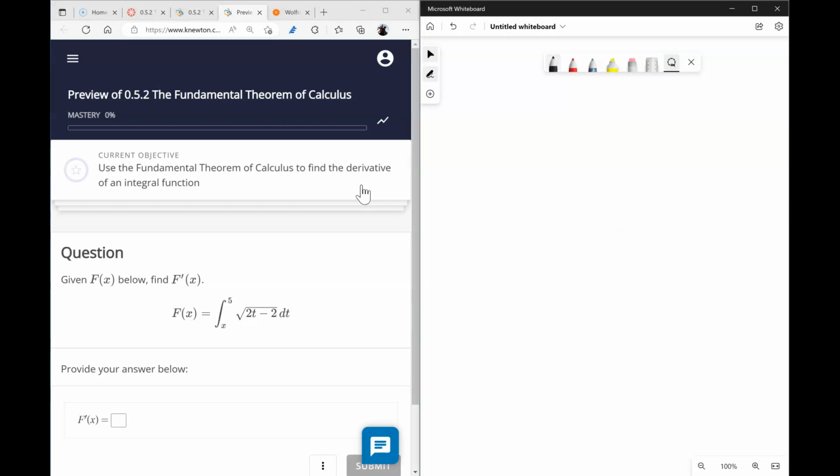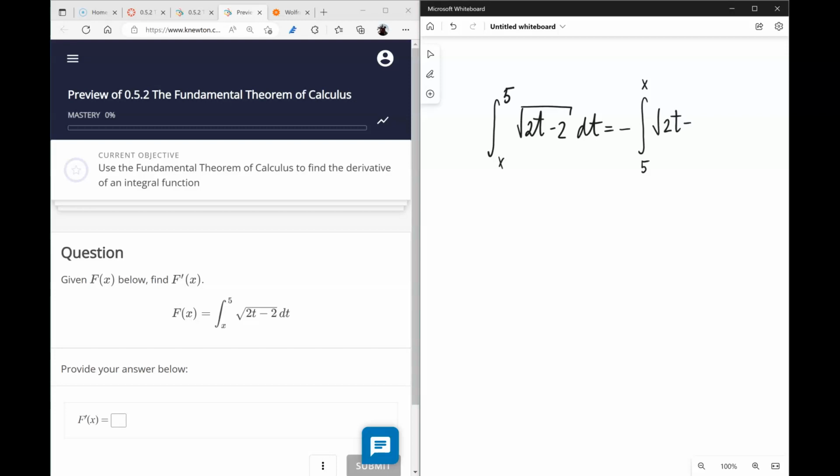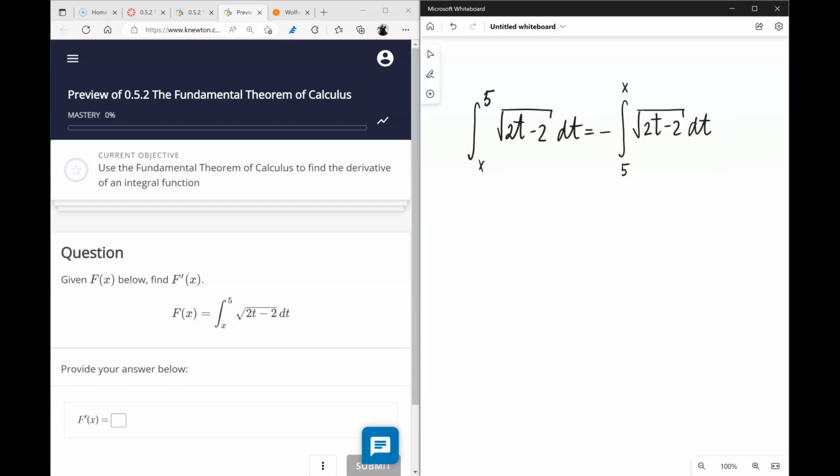So we're looking for the derivative of a function defined as an integral with a variable in one of the boundaries, and because it's in the bottom, we're first going to use the property and switch the limits, because the fundamental theorem of calculus only tells us what to do when the variable of differentiation is in the upper bound. Now we can differentiate this function.